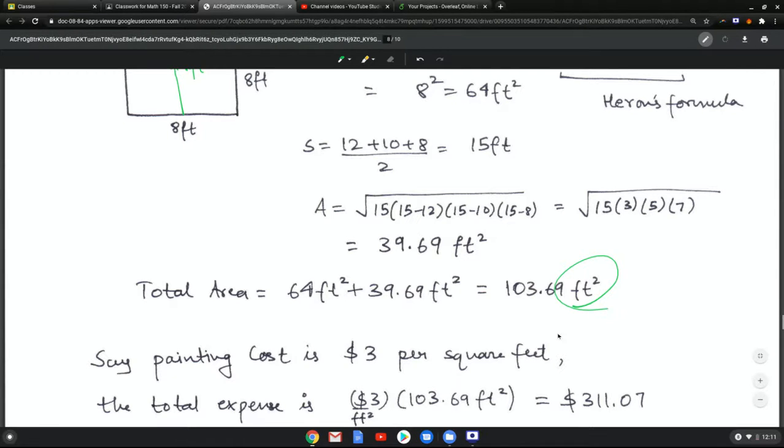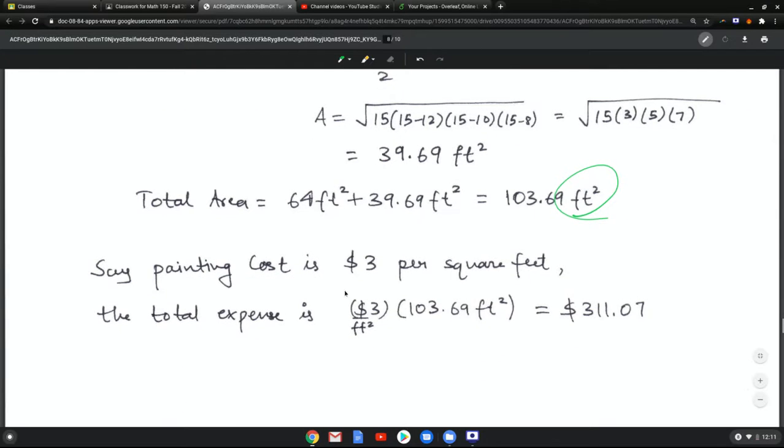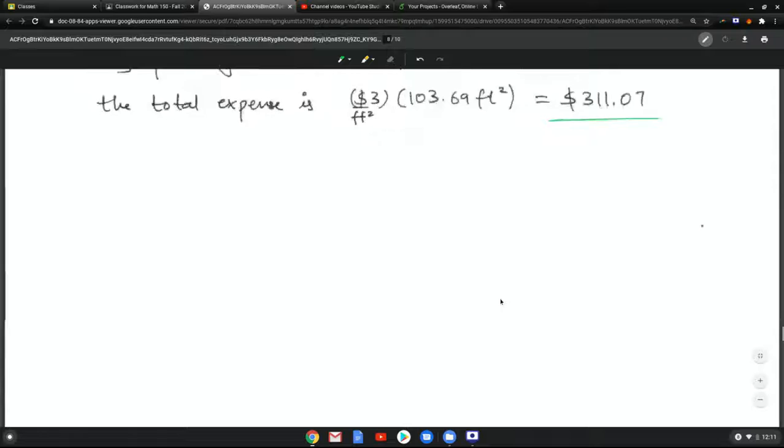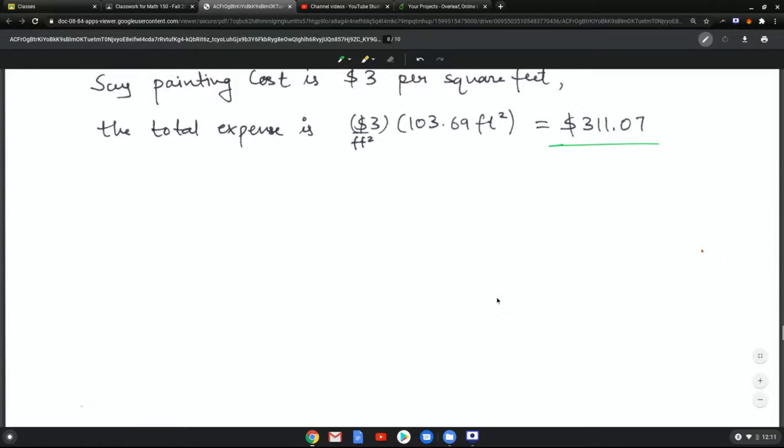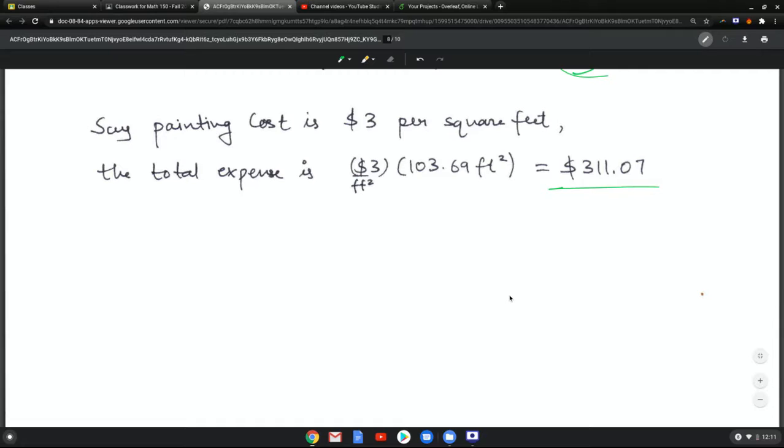Again, don't forget the unit. Now, say in the same problem, the cost of painting is $3 per square foot. Then the total expense is going to be $3 times the area you found, which is 103.69, to give you $311.07. That's the end of discussion on areas. Next video, we're going to look at another property called volumes.